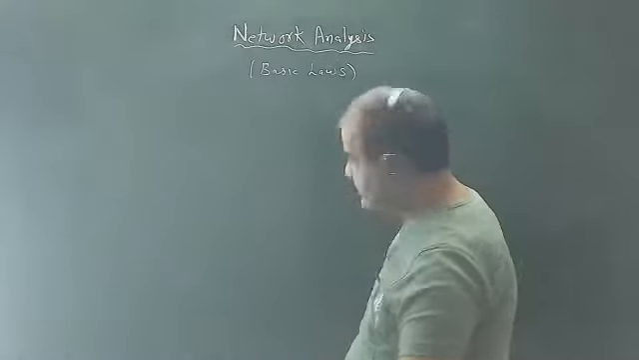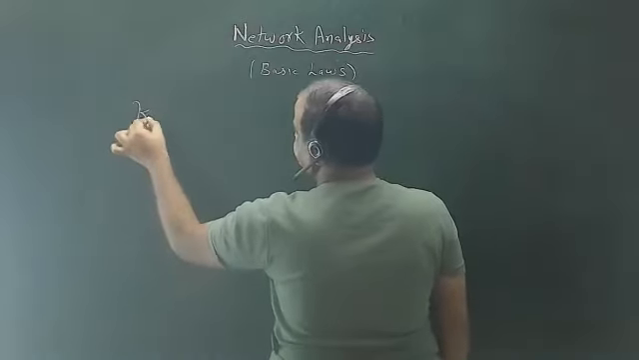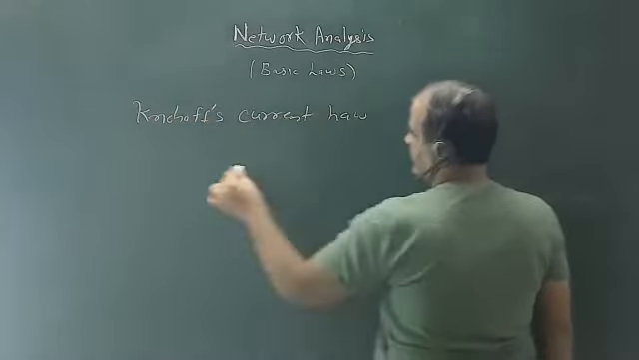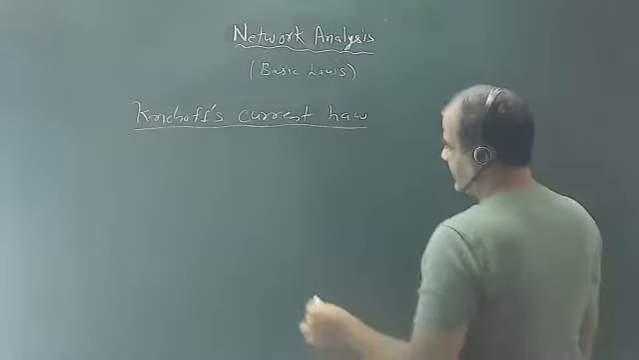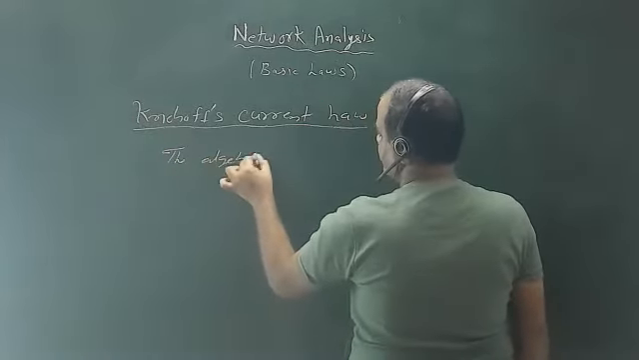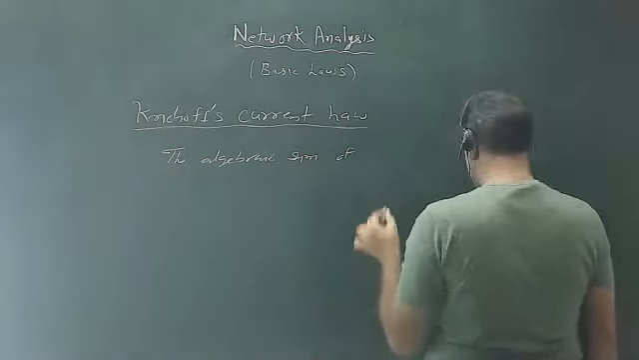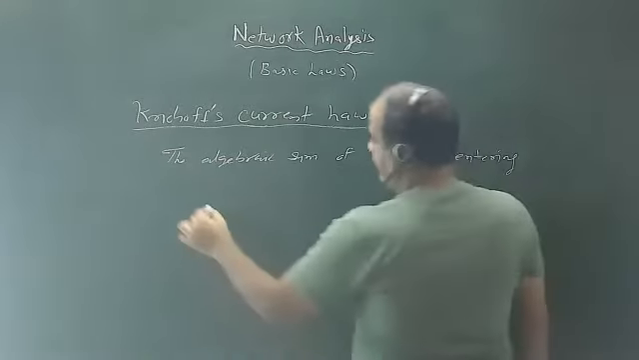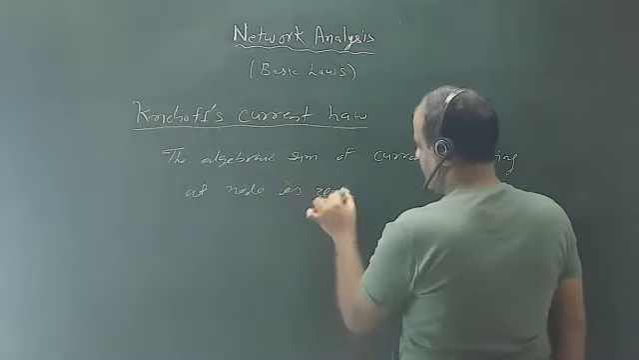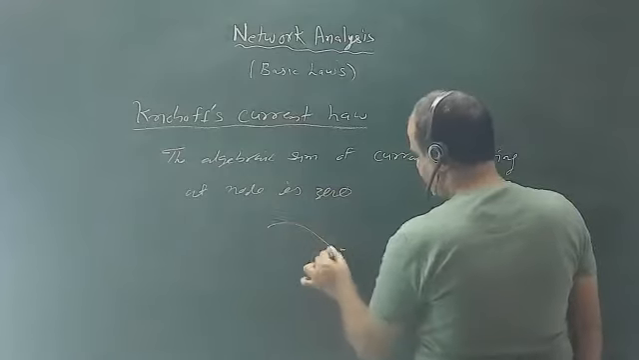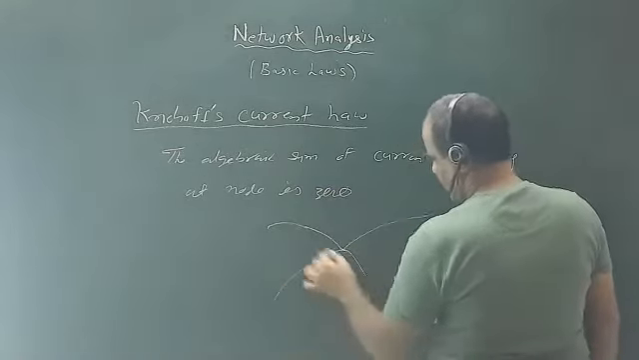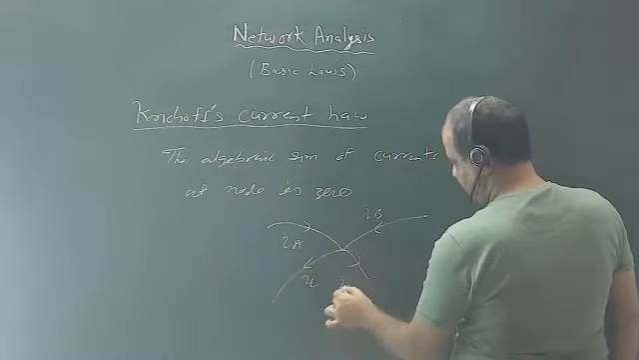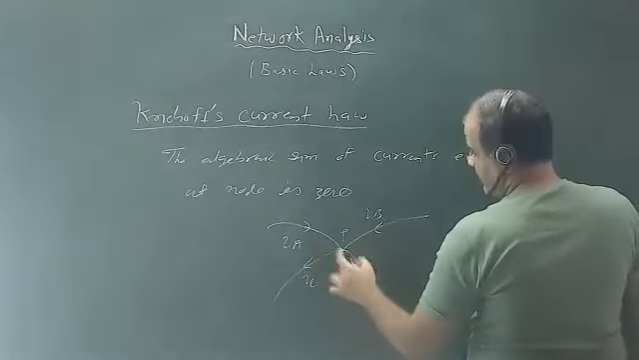Okay, now we'll start Kirchhoff's current law. Kirchhoff's current law says that the algebraic sum of currents entering at a node is 0. For example, I have this node P. This IA current is coming here, this is IB current, this is IC current, and this is ID current. So this law says that current entering or leaving.